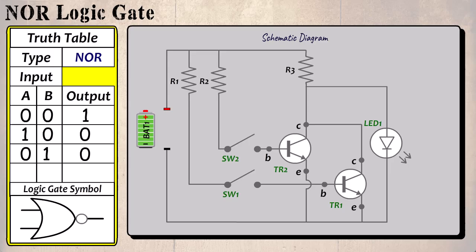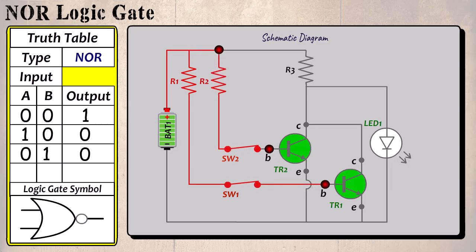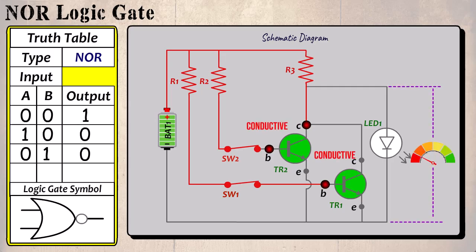Finally, when both switches are closed, current runs through R1 to SW1, turning TR1 on. It also travels through R2 and SW2 and turns on TR2. Now current flows through R3 to the collector of both transistors, causing a voltage drop across the LED, which fails to light. So when the input is 1 and 1, the output is 0.